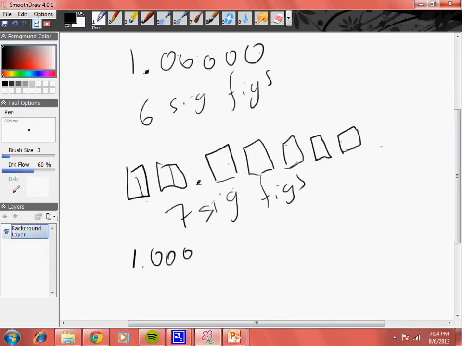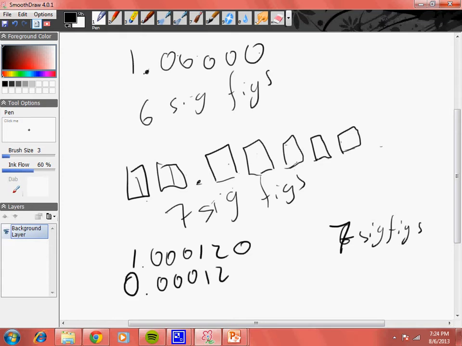Anyways, when it comes to a decimal, it really changes things up because it can add a lot of sig figs, as long as you have numbers in the front. And here's what I mean: 1.00012 has 1, 2, 3, 4, 5, 6 sig figs. You know what? Just for fun, let's put a 0 there, just to make a point. 7 sig figs. But if this was a 0 here, 0.000120, then we only have 3 sig figs.